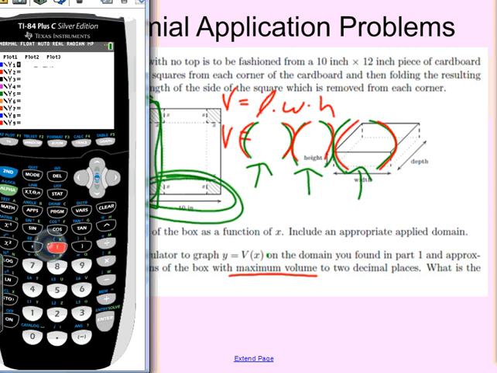Times 10 minus 2x. Why are we subtracting 2x's? That's the number one mistake. People just think they want to subtract x because there's an x on both sides. There's a little bit of x here and there's a little bit of x here. So this isn't just subtracting 1x from it. You got to subtract 2x.